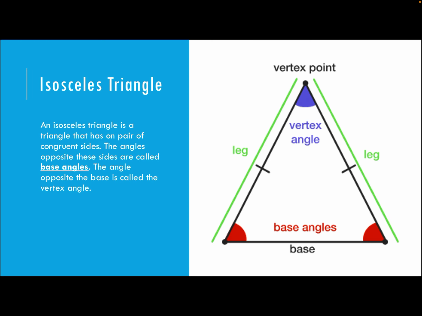So first, some notation. An isosceles triangle is a triangle that has exactly one pair of congruent sides and it has a base. The angles that are formed by the congruent sides and the base are called base angles. The angle opposite the base is called the vertex angle.